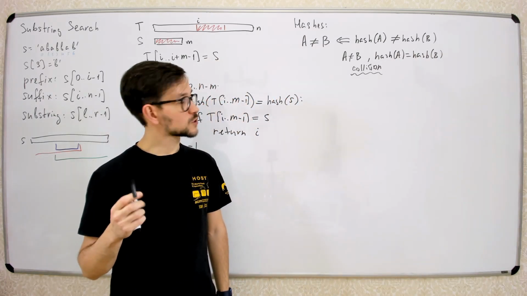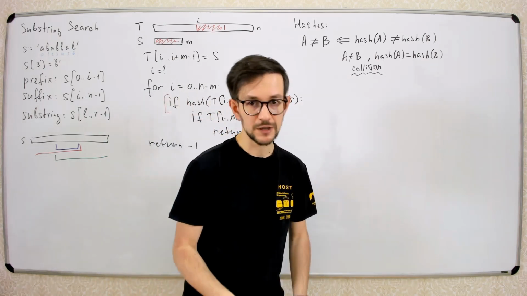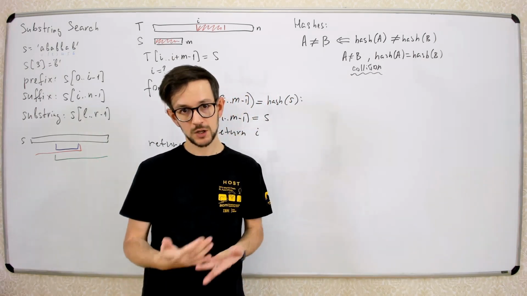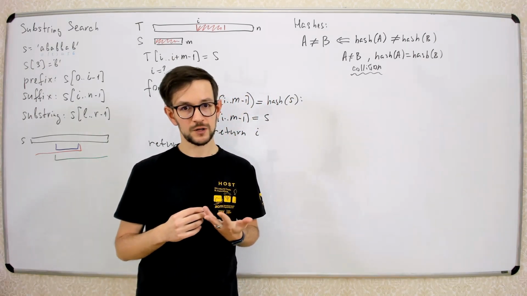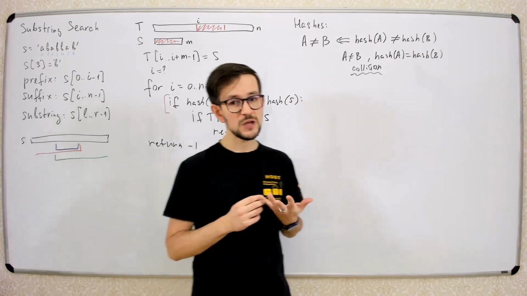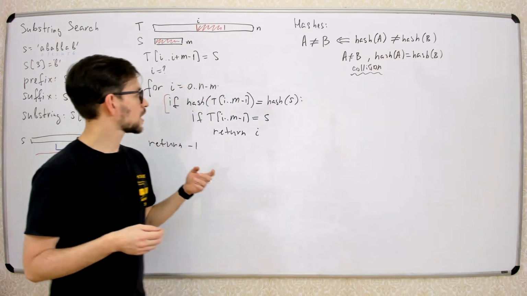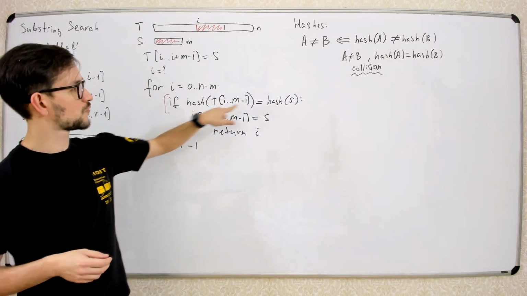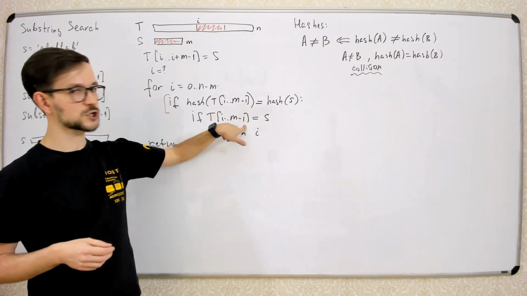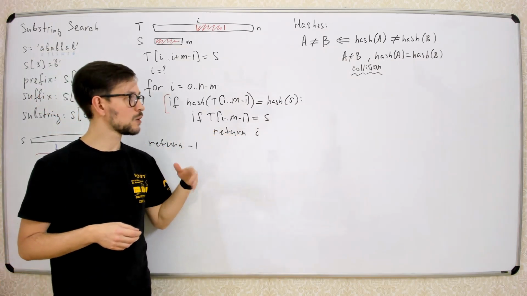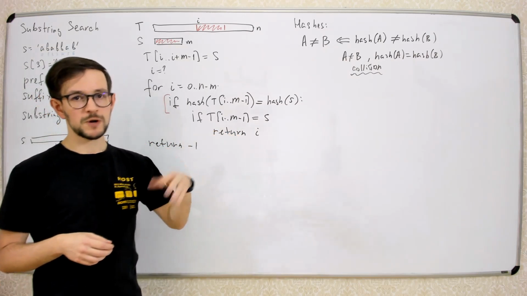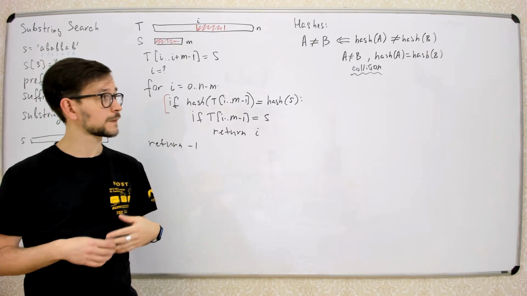So that's the first problem. If you have a bad hash function, then you might have multiple collisions. If you choose some bad hash function, then you may have multiple situations when you have equal hash values, but actually different strings. We want to avoid this, so we want the probability of collision to be as small as possible.